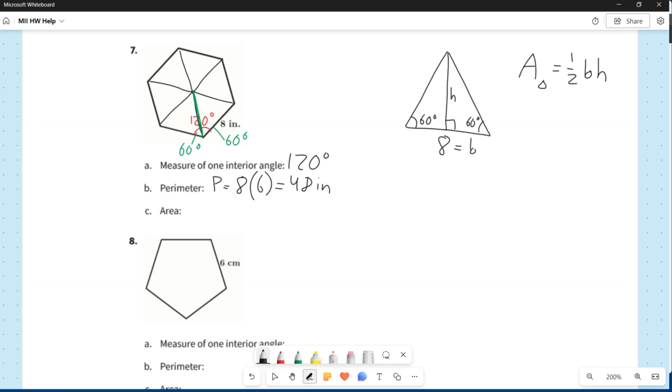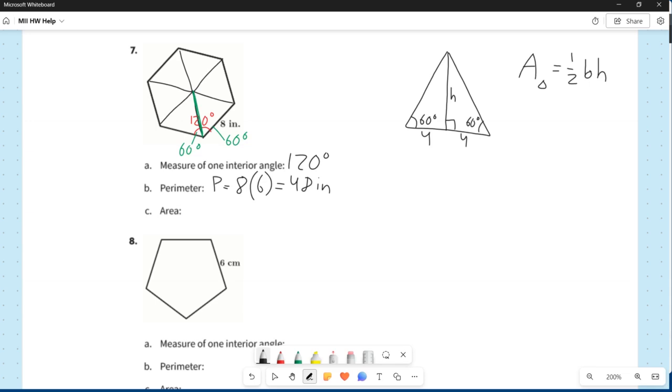Also in our picture, we're told that the base is 8, and we need to solve for this height. The height cuts our base in half as well. So when we drew our height, we took this oblique triangle, a non-right triangle, and by drawing the height, we turned it into two right triangles. And that base is cut in half, which means if our entire base is 8, this piece is 4 and this piece is 4.